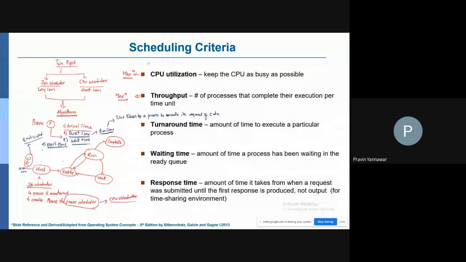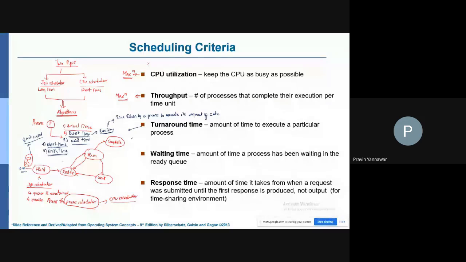Then ultimately you have a finish time also. Finish time is nothing but the time at which the process finished its segment of code. Once you know the start time, the finish time, and the wait time, you can compute the turnaround time. So here turnaround time comes into the picture. What exactly does turnaround time mean? Turnaround time is the amount of time to execute a particular process, including the start time, finish time, and wait time.